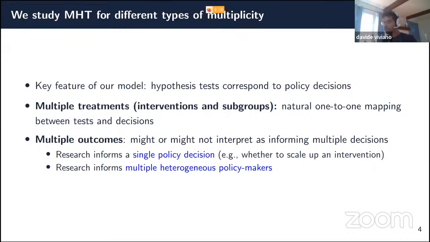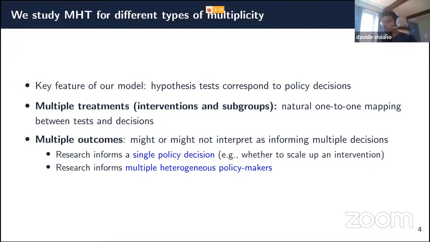So if we have a single policymaker, that is, if we only have to make a single decision, but we test such a decision on multiple outcomes, then it might be that there is no connection between all possible tests and all possible decisions. And so what we need to do is look at the model from two different angles. The first angle is where we only have one single policymaker, and so one single decision, but you still have multiple tests.